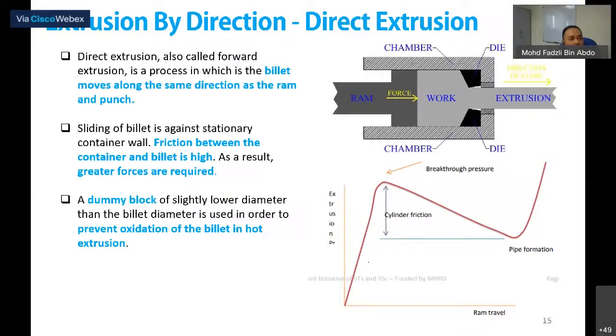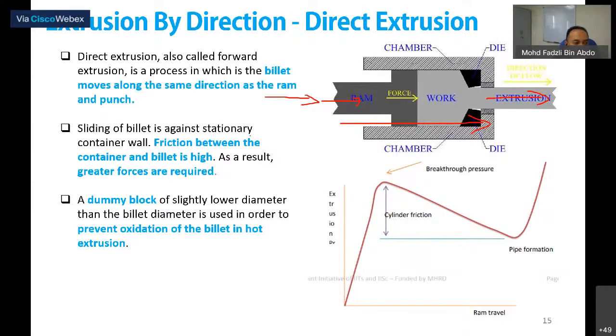Okay, ini contoh adalah extrusion by direction, direct extrusion. Ini direct extrusion lah. Maksudnya, you force dekat sini, produk keluar dekat sini. Itu adalah direct extrusion. Direct extrusion also called forward extrusion is a process in which the billet move along the same direction as the ram and punch. Okay, ram pergi ke sini, extrusion pun along the direction of the ram. Maksudnya ni. Ini maksudnya direct extrusion.